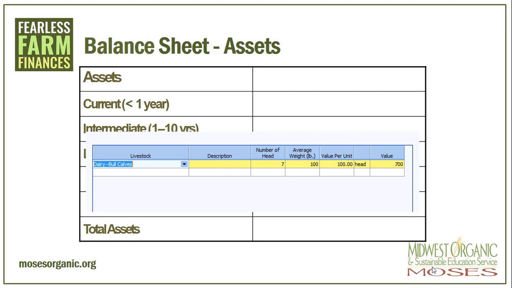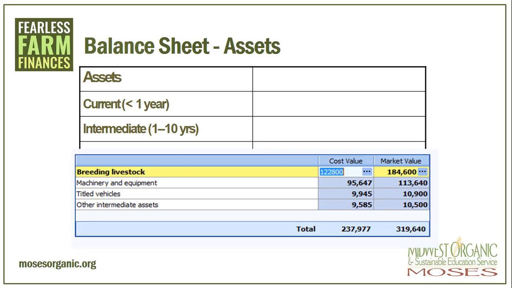On this FinPAC example, we have a livestock, the type of animal, a little bit of a description. You can put where you have them or what age they are, the number of head, our average weight, a value, and then we had our total asset value. The next major category for assets is intermediate assets.